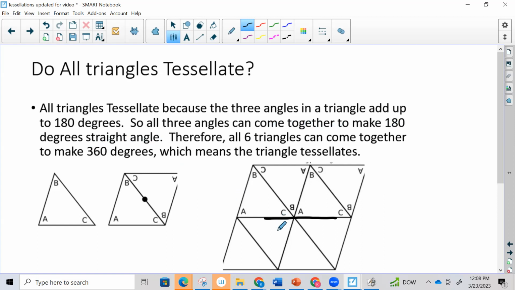And if I put another 3 triangles together, I get another straight angle, and I can put those 2 straight angles together, and 180 plus 180 is 360. So therefore, all 6 triangles can come together to make 360 degrees, which means the triangles tessellate, or any type of triangle will tessellate because the 3 angles in a triangle always add up to 180. So I can always create a straight angle with 3 of the triangles and always cover a vertex with 6 of the triangles. So that's our triangles.